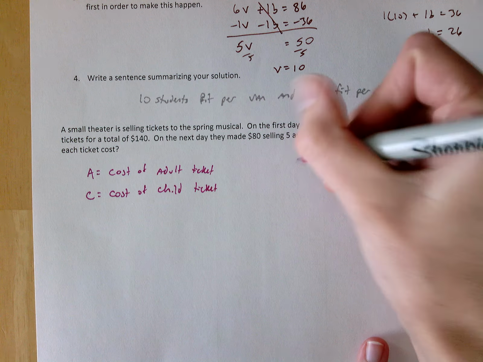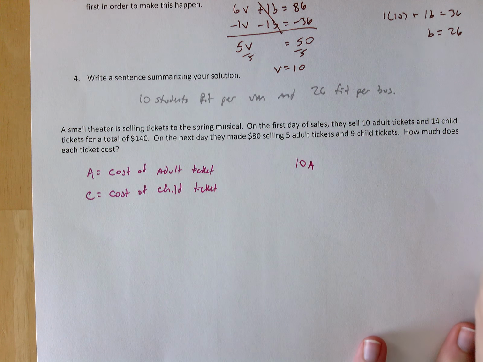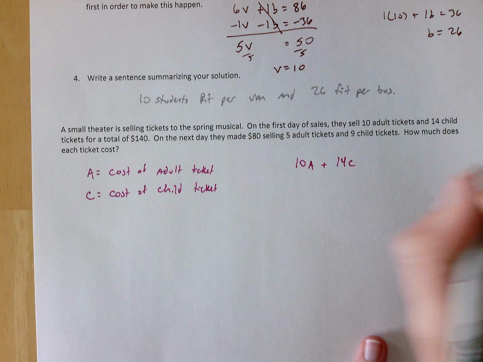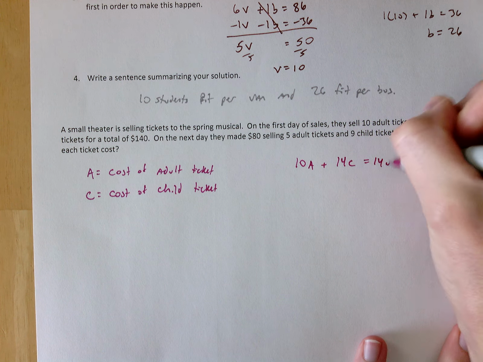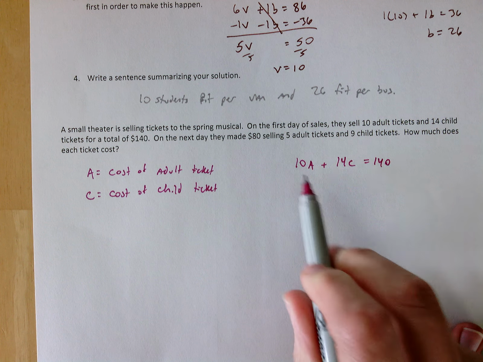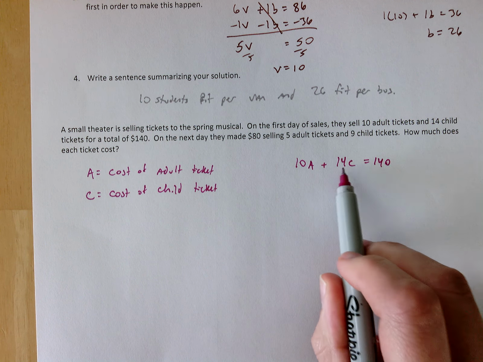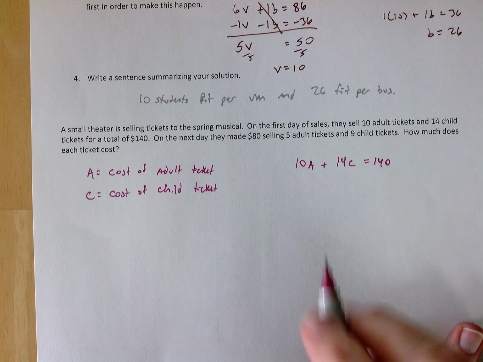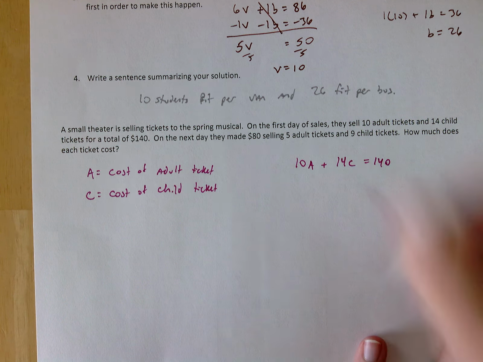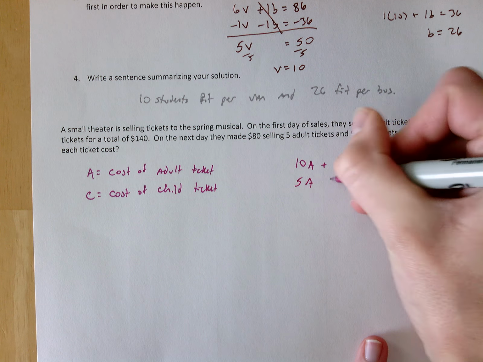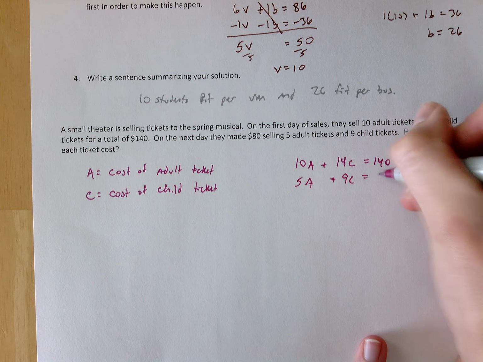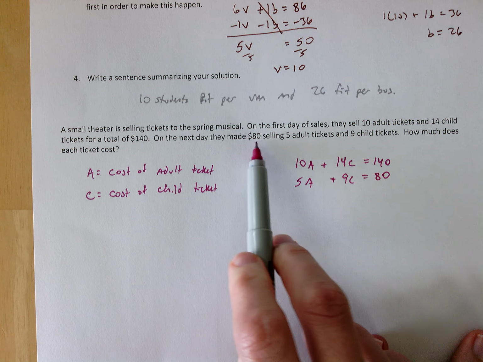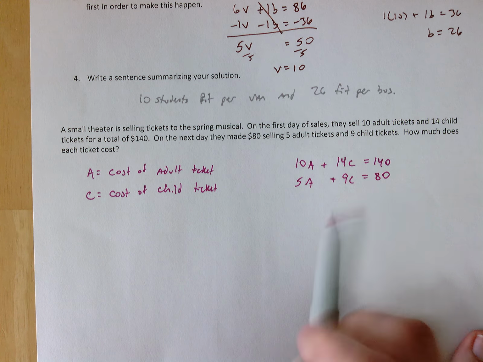So on the first day, they sold 10 adult tickets and 14 child tickets for a total of $140. So 10 times the cost of an adult ticket plus 14 times the cost of a child ticket is the total amount of money. All right, the next day, they sold 5 adult tickets and 9 child tickets, and it worked out to $80. Notice how it starts with 80 in the list, but I put it at the end, just to make them line up, no big deal.